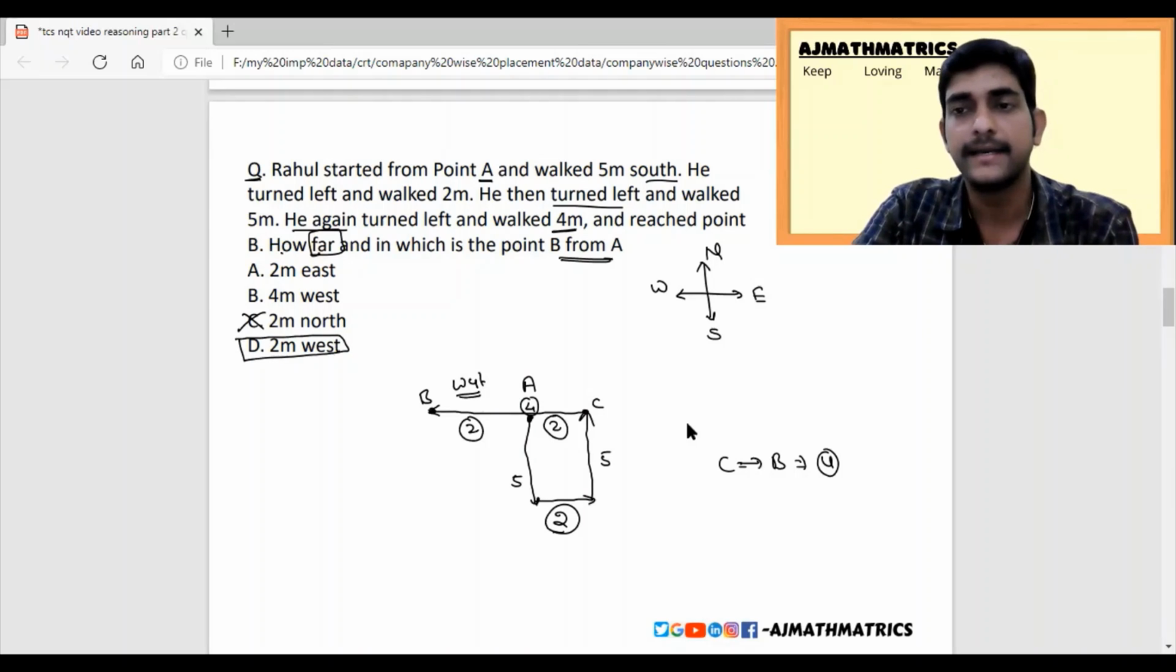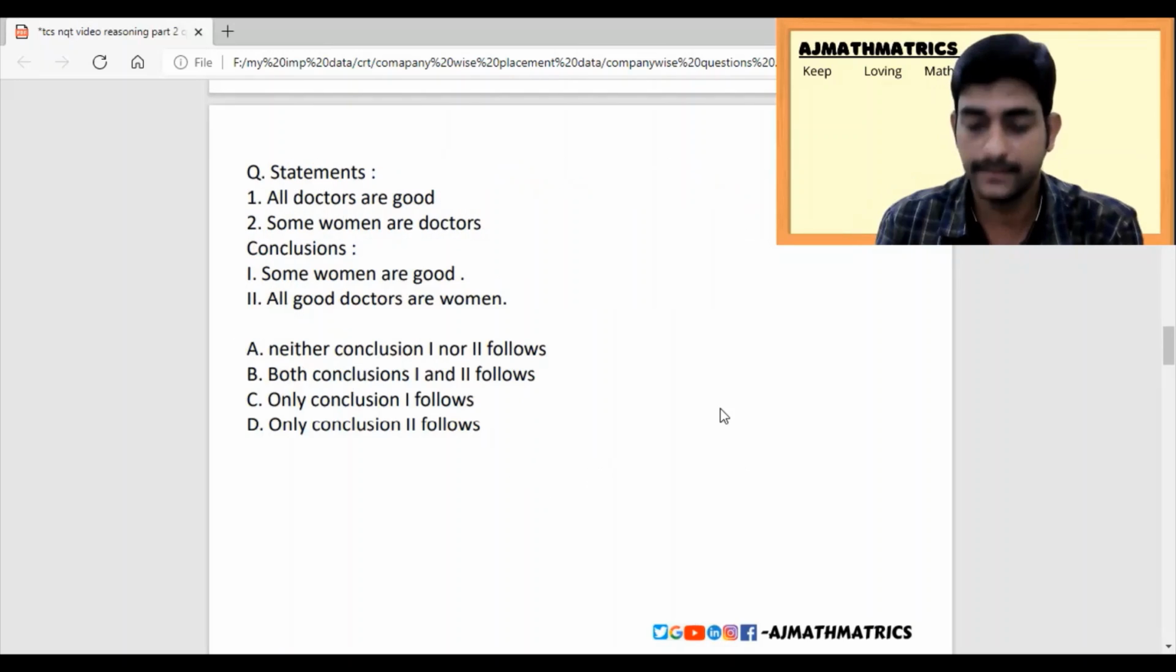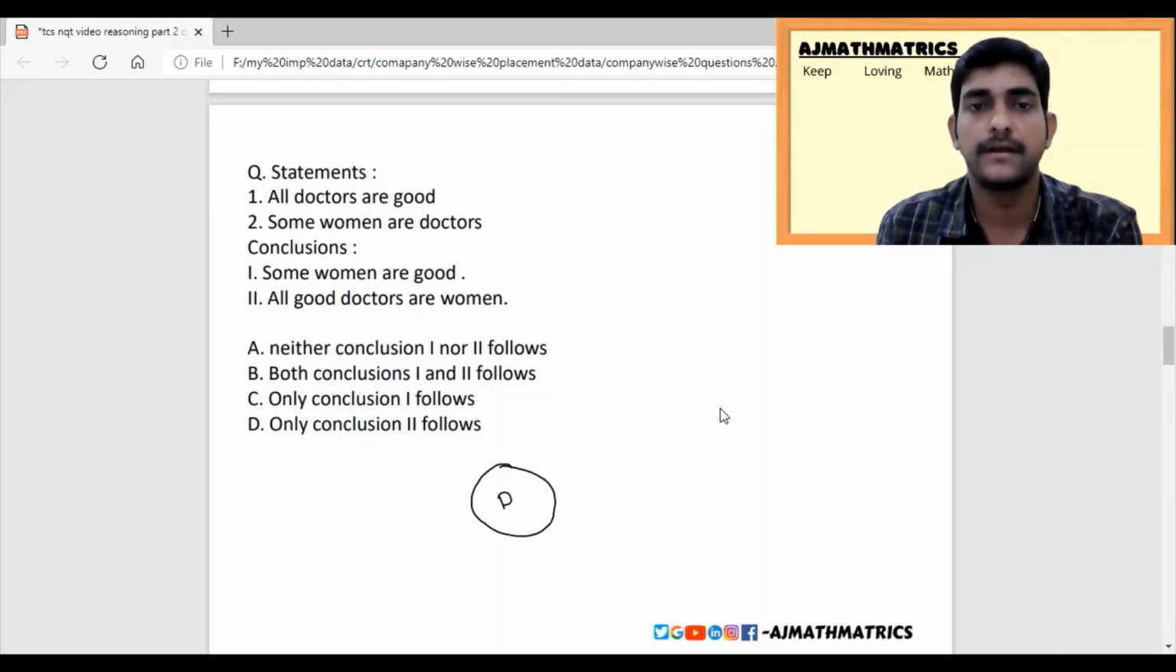So hope I am clear. Let's solve the next question. Now, this is the logical deduction question. All doctors are good. So this is the doctor, and I am taking all doctors are good.